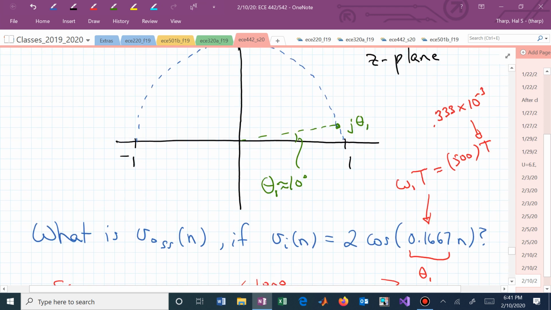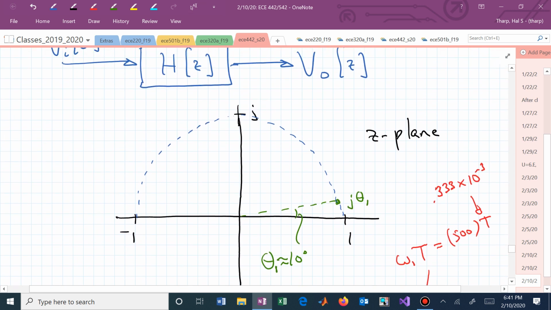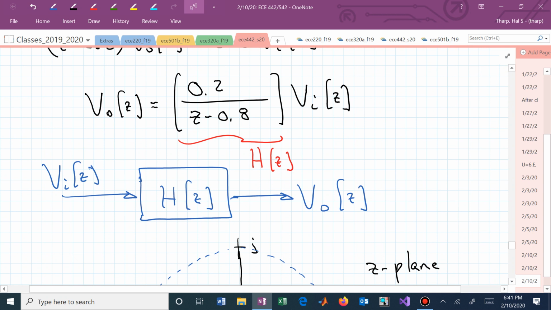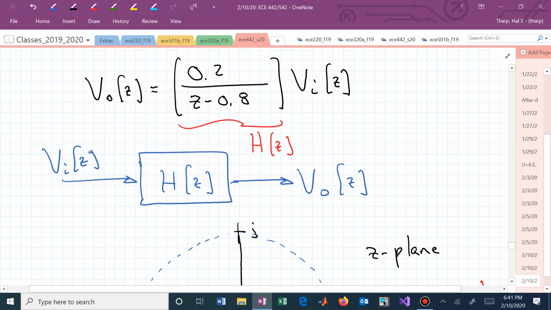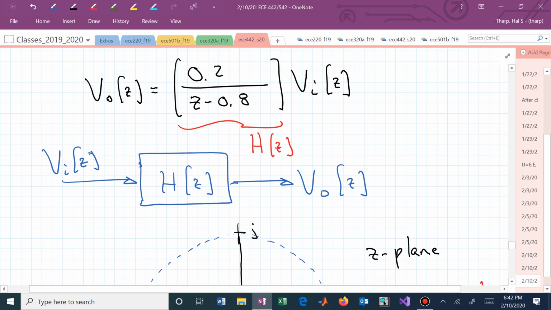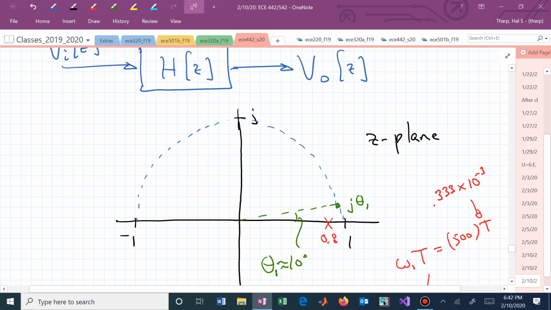We now want to evaluate, and what does our pole zero pattern look like for this system? Do we have any zeros, any open circles? Do we have any x's? And where is it? It's there at 0.8.